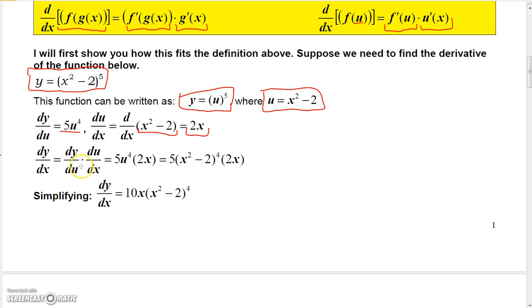So now put it all together. The derivative of y with respect to x is the derivative of y with respect to u, which is 5u to the fourth, times the derivative of u with respect to x, which is 2x. But remember, u is actually x squared minus 2, so if we replace u with x squared minus 2, we get 5 times x squared minus 2 to the fourth times 2x. And then you can simplify that by multiplying 5 times 2x together and get 10x times x squared minus 2 to the fourth.